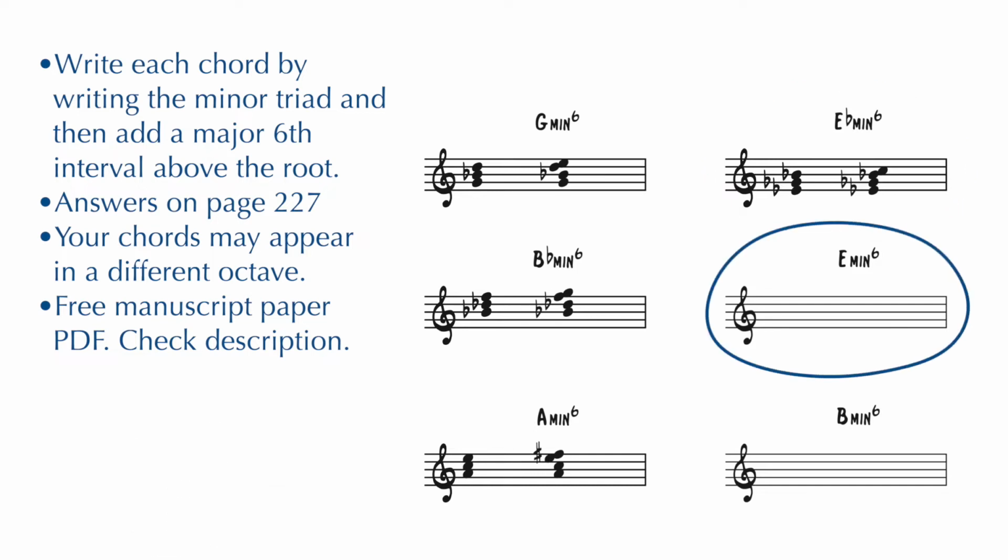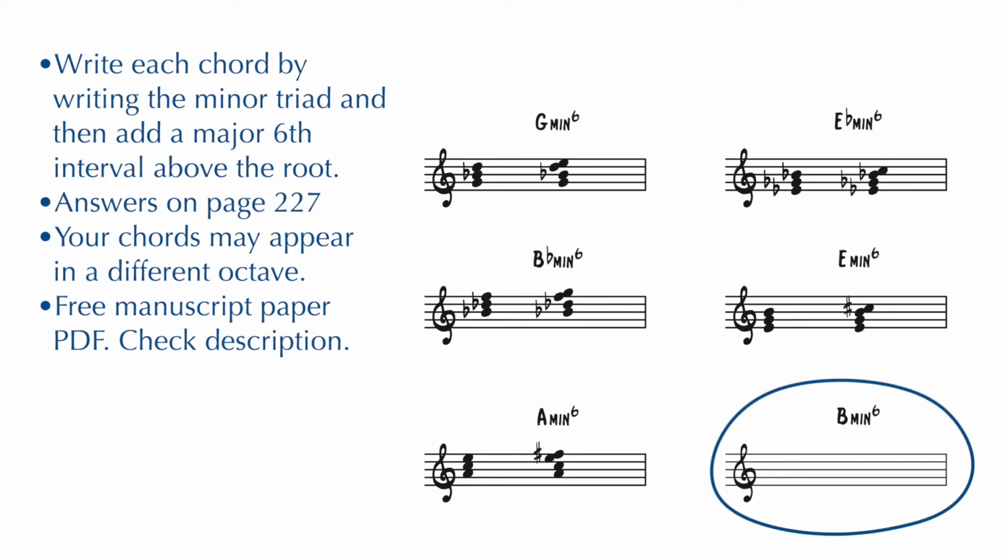Number 5, E minor 6. First, write an E minor triad. That'll be E, G, and B. Then we add a major sixth above the root of the chord. The root is E. A major sixth above E is C sharp. Stack them all together. E, G, B, C sharp. We have E minor 6.